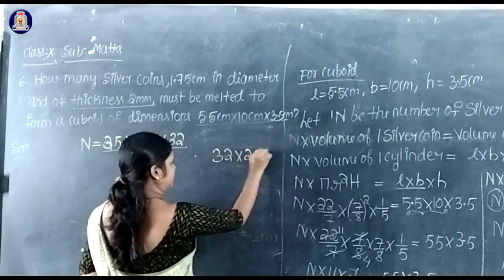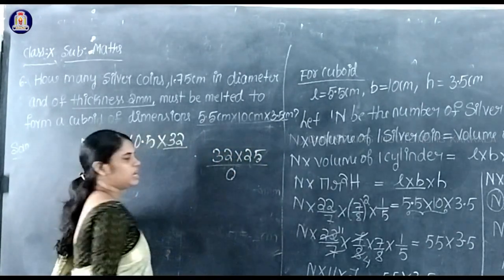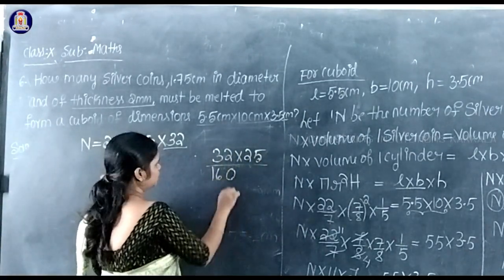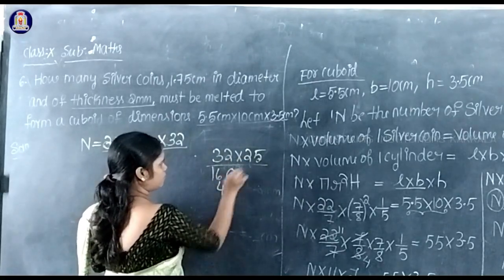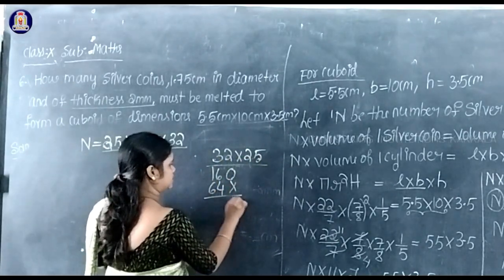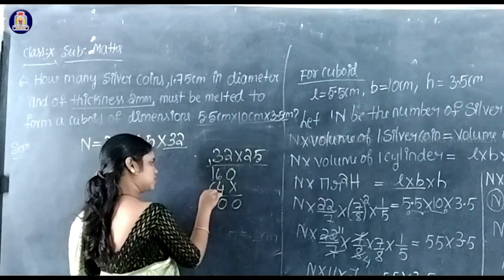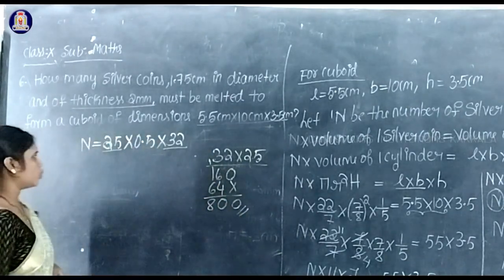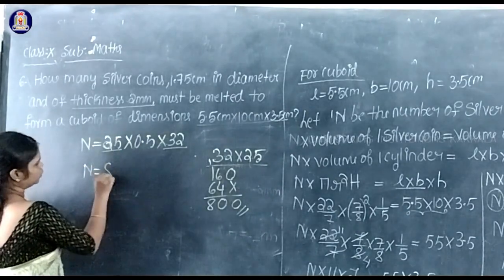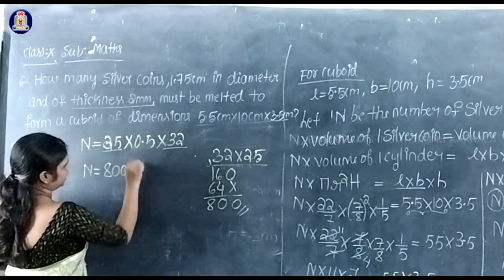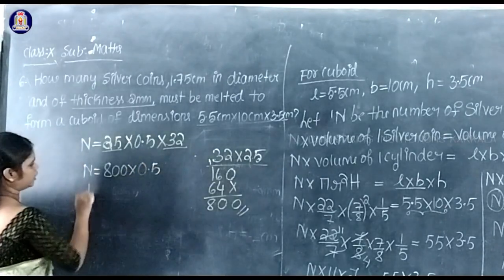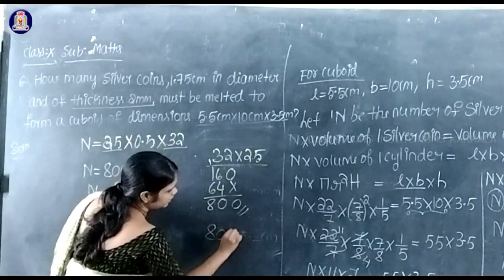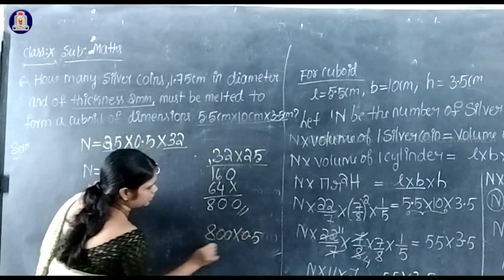32 into 25. We'll multiply: 5 2s are 10, 1 carrying. 5 3s are 15, 15 plus 1, 16. 2 2s are 4, 2 3s are 6. So 6 plus 4, 10, 6, 7, 8. So I'll get 800, isn't it? Okay. So n is equal to 800 into 0.5. Yes. So 800 into 0.5.